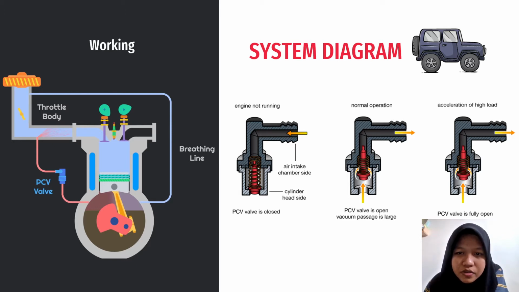Today, I will tell you about the system diagram of PCV. The working principle is on your left. At first, the air flows inside the breathing line before it goes inside the engine. And then the air will flow to the PCV valve. Inside the PCV valve, the harmful gases in the air will be reduced. So the unharmful gases will go inside the chamber or the intake.